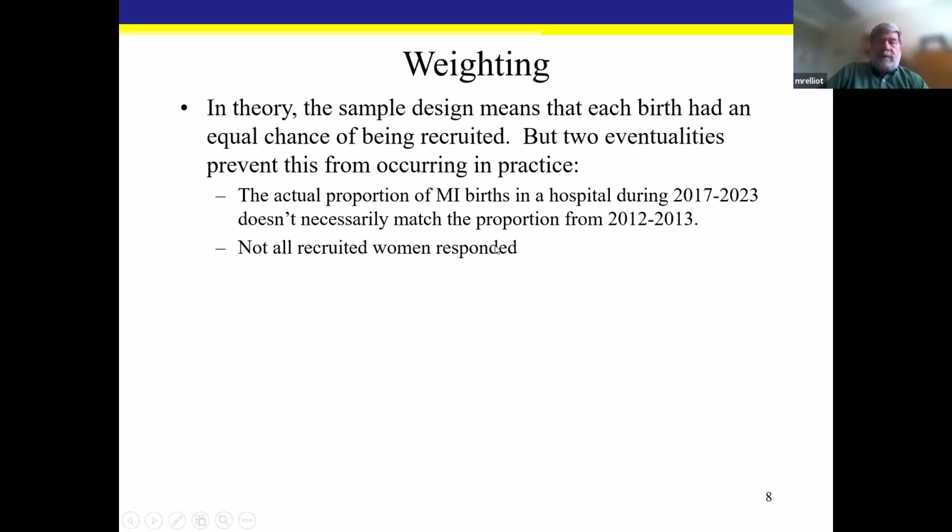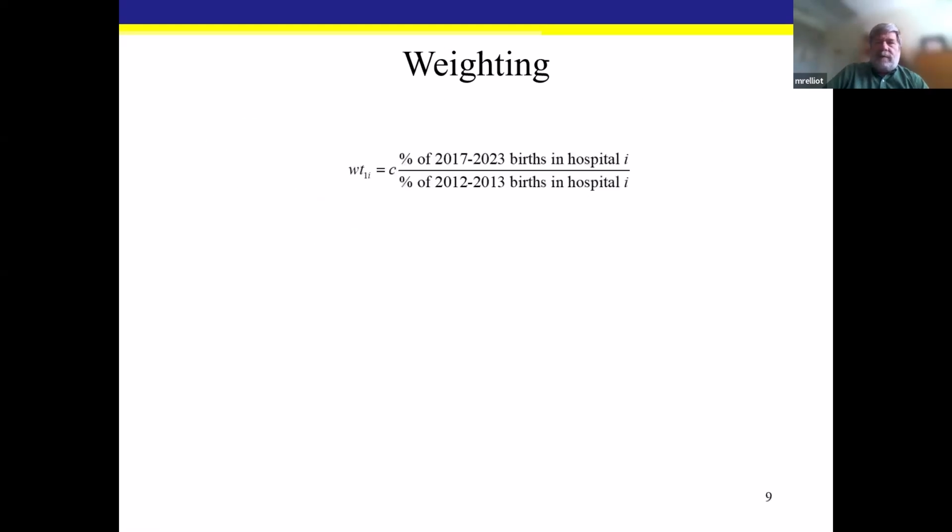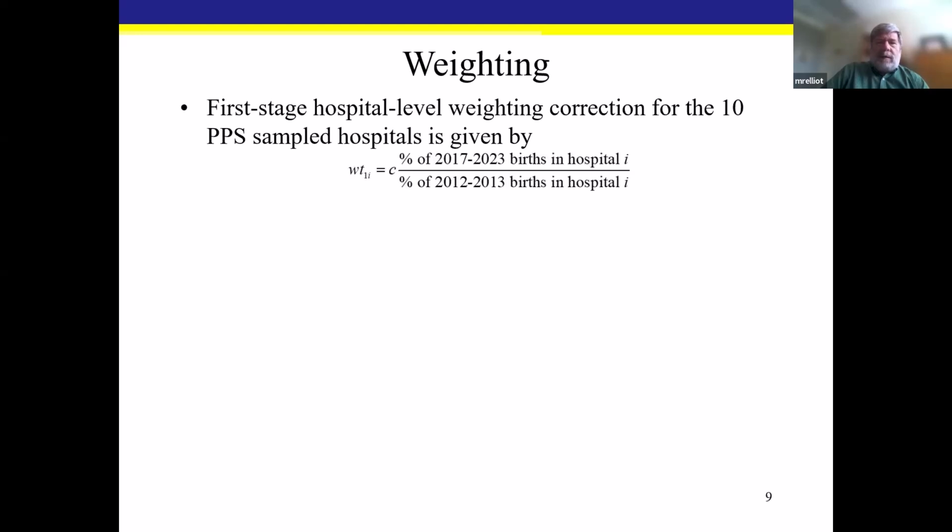And then the second issue, of course, is that not all the recruited women responded. We already saw that, right? So that could affect this. The first one is sort of easy to deal with, a little weighting correction. Basically, you put a weight that's proportional to the change in the birth rates at each hospital.